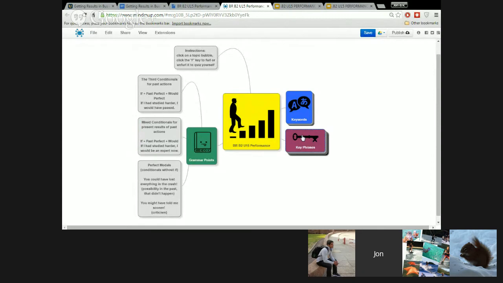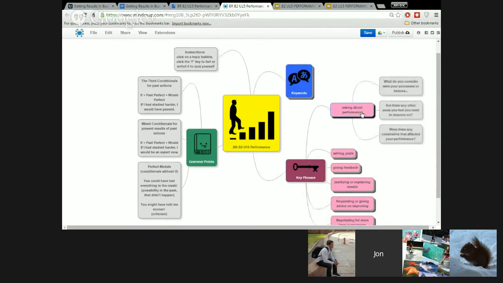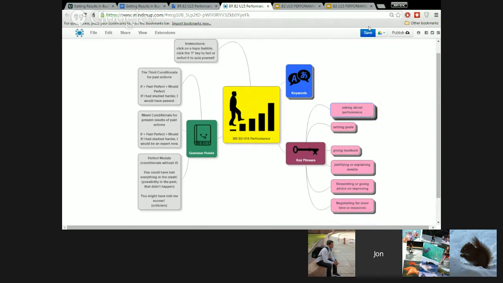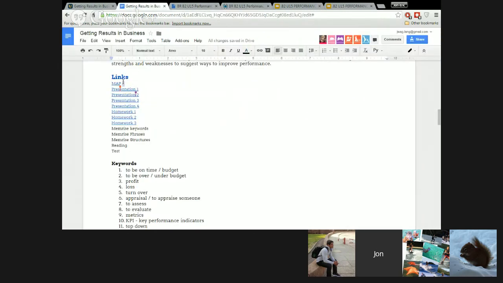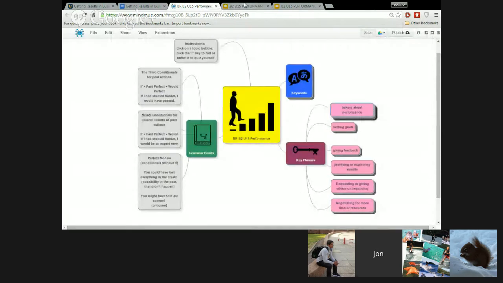Okay? For this activity we're going to do, I'd also suggest you look at the key expressions, and you can open them up as we go along by clicking the F button. So click on Asking About Performance, and you'll get an expression. What do you consider were your successes or failures? As an example. Okay, so I'll leave that here, and we'll go back to it if we need to. But remember, you can open that yourself by going to the material, clicking on Map, and opening it in your computer, and leaving it open, just referring to it when you need it.